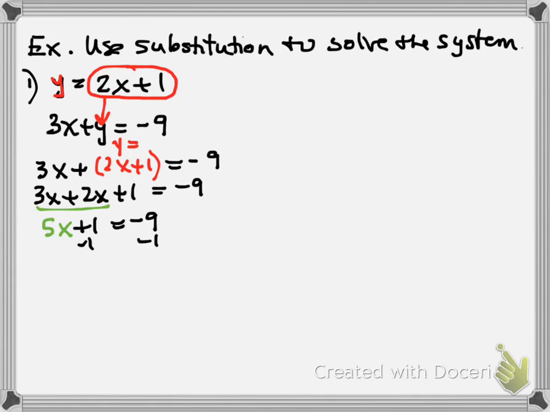We subtract 1 from both sides, and we get 5x equals, signs are the same, so I add, negative 10. And then we divide both sides by 5. And we get x equals negative 2.